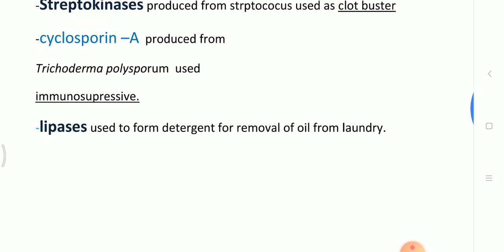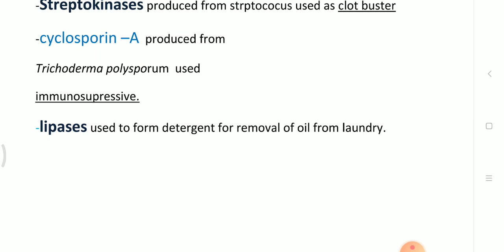Then lipases are used in detergents. They are used with the detergent for the removal of oil from laundry. Lipases are enzymes. We also know that lipases are used for the breakdown of lipid molecules, which may be oil. So for the removal of oil, they can easily degrade it, and so they are used in laundry to remove oil. They are also used for the synthesis of biofuels, and can also be used for the synthesis of glycerides.